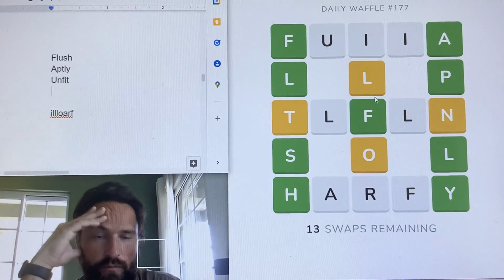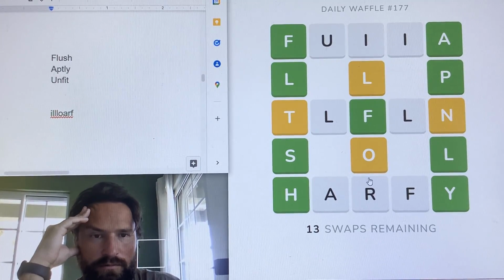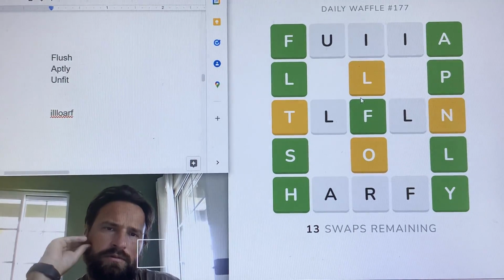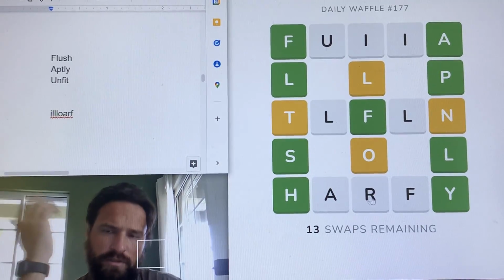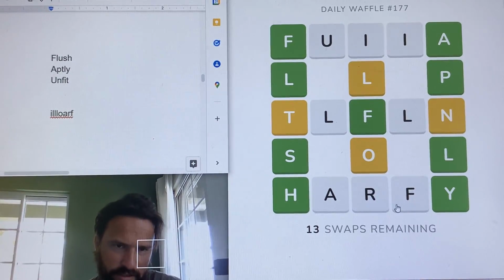So what is this word? L. So wait, R. If R doesn't go in any of these and it's in this spot right here, it can't go there. It has to be in this top word.